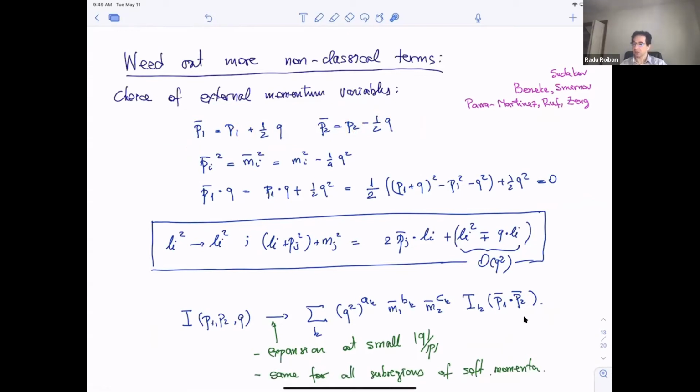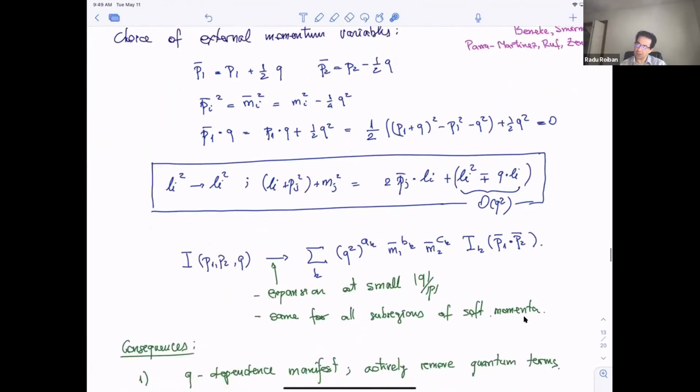all the integrals can be expanded. It turns out that these momenta are orthogonal to the momentum transfer, and therefore all the integrals now depend on exactly one parameter. That is the dot product of P1 bar and P2 bar. Anything else that might have appeared in other parametrizations like P1.q or P2.q is now buried in P1 bar and P2 bar, or it's buried in these mass parameters, which can be scaled away.